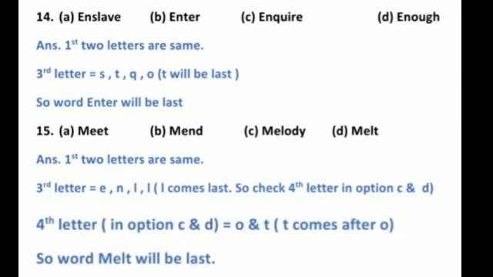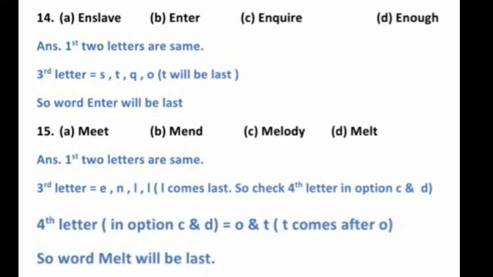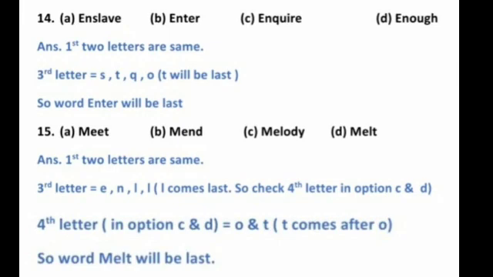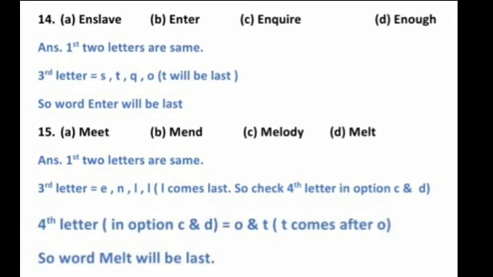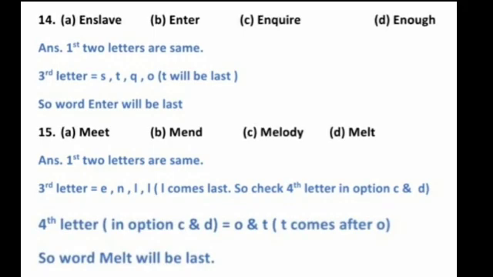Now going to question number 15. Here in all the words the first 2 letters are the same. The third letters are given E, N, L. L comes last, so check the fourth letter in options C and D. The fourth letters in options C and D are given O and T. As we know that T comes after O, so word melt will be the last.